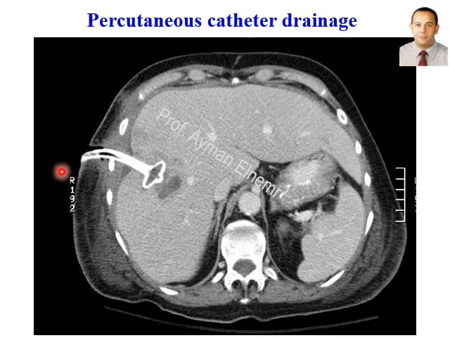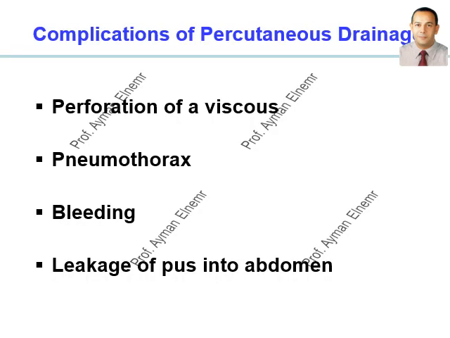In this example, we can see a wide bore catheter like a Malecot or de Pezzer catheter coming out from the abscess cavity. You can see the abscess cavity is collapsed with minimal content and slight gas inside. However, the complications of percutaneous drainage are perforation of a viscus during the introduction of the catheter, pneumothorax, bleeding, and leak of pus into the abdomen.